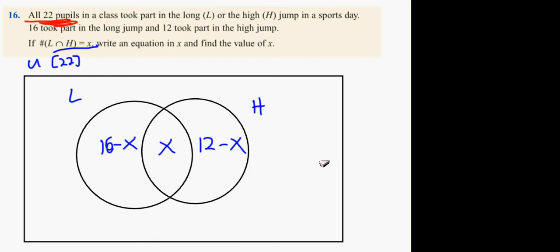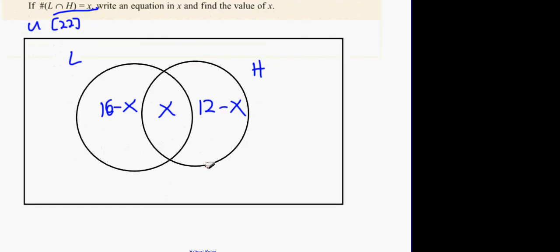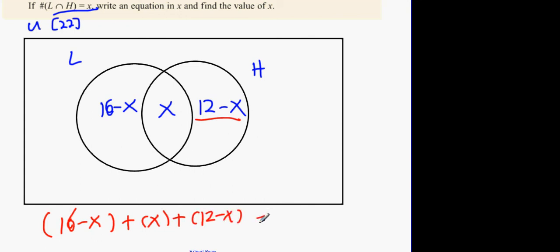Alright? Okay. How do you make the equation, Toma? The equation? You then go 16 minus X, plus X, yeah, plus 12 minus X. And what does that equal? 22. Okay. And finally we'll go for Raphael.